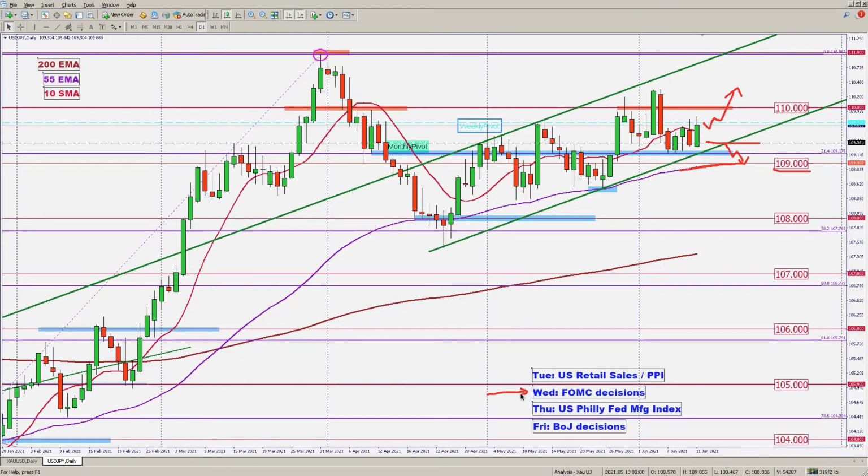All right, so same thing, Federal Reserve on the Wednesday, that will trigger the dollar yen as well as other major pairs.